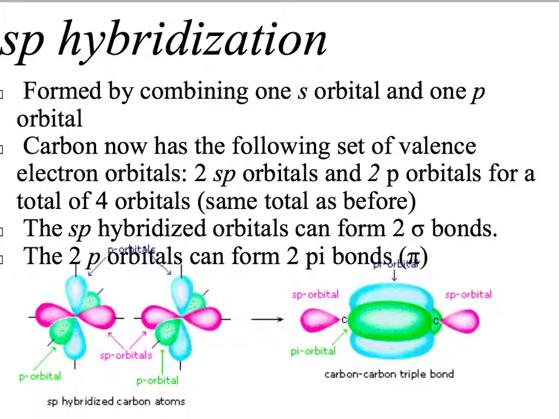So here I see a little bit more detail of that. My sp hybridization is formed by combining the 1s and 1p orbital. So carbon is left with the following set of valence electron orbitals: 2 sp orbitals and 2 p orbitals for a total of 4 orbitals. Just like the other hybridization, same total as before. But here the hybridized orbitals form the 2 sigma bonds, and the 2 p orbitals form the 2 pi bonds.